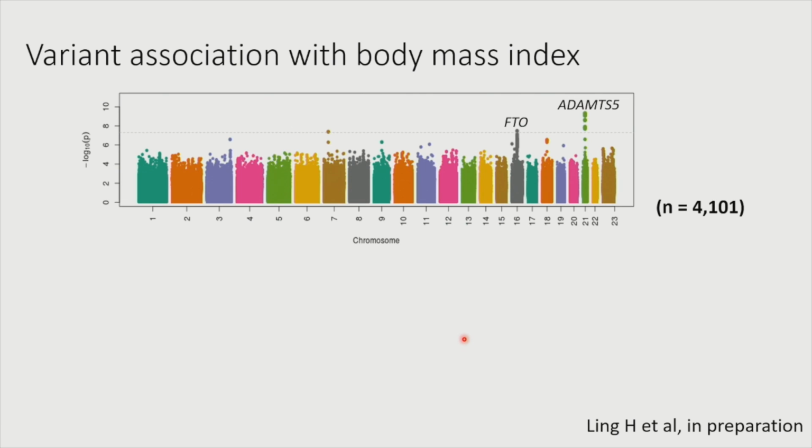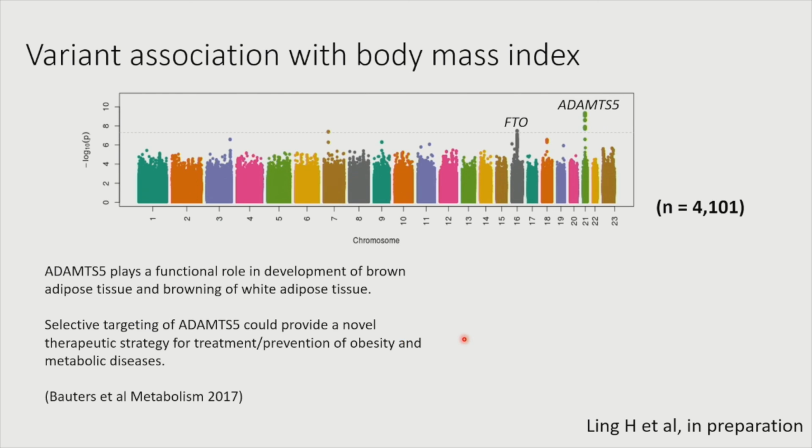I'll finish here with body mass index. FTO, I just point out, is one of the most highly associated regions with body mass index in the general population, and it's playing a role in CF. But there's a new locus, ADAMTS5, that we discovered that pretty much is only found in patients with CF, and it plays a role in the development of brown adipose tissue and browning of white adipose tissue. So we're seeing a theme evolving now, because we've got body mass index also showing evidence that things that alter the peripheral fat and its status are playing a role in modifying body mass index.